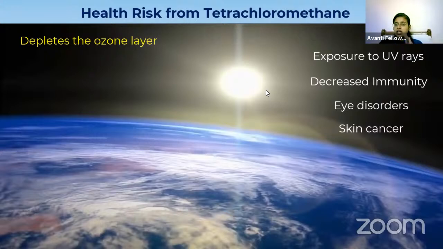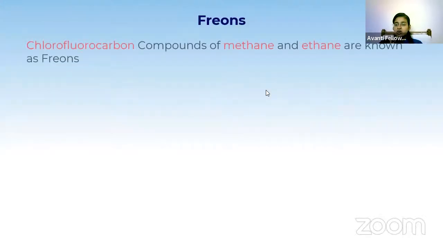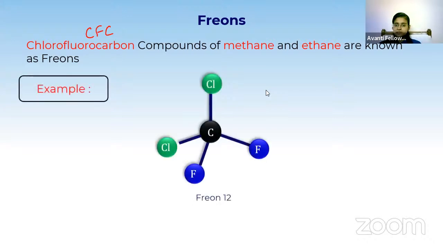Okay, now let me go to the next compound, the fifth compound, which is called freons. Chlorofluorocarbon compounds of methane and ethane are known as freons. Chlorofluorocarbon, CFC compounds of methane and ethane are known as freons. I will give you some examples, you see.